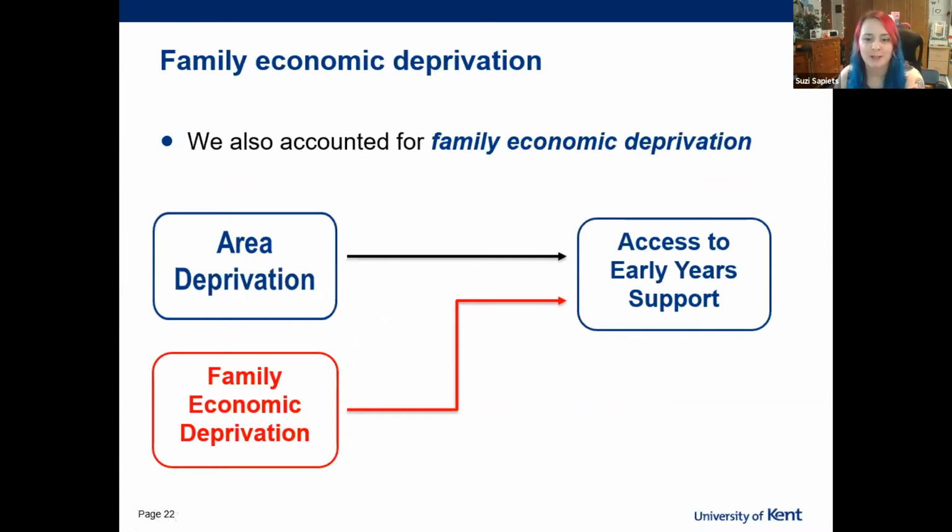So to make sure that we were exploring a relationship between area deprivation and access to early years support, and not other factors that are closely related to area deprivation, such as the family's economic deprivation, we also accounted for family economic deprivation in our analysis. And that was just to double check that we were finding an independent relationship between these two variables, area deprivation and access to early years support, rather than family economic deprivation.